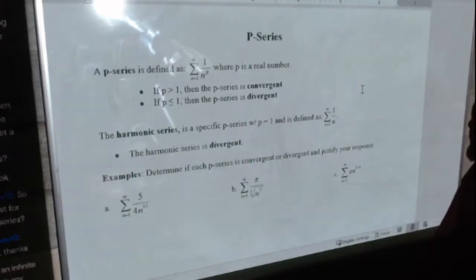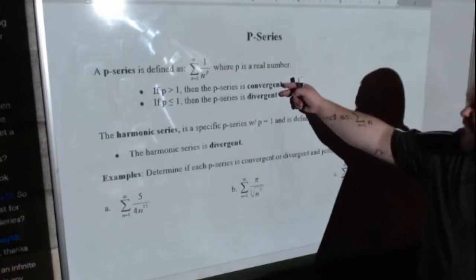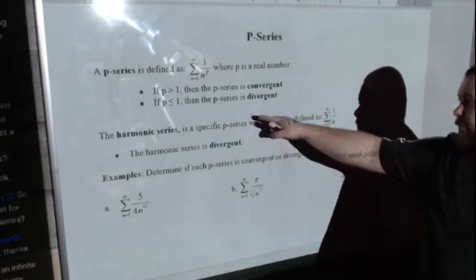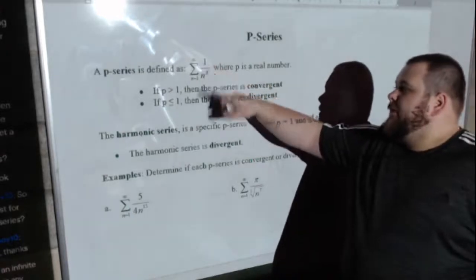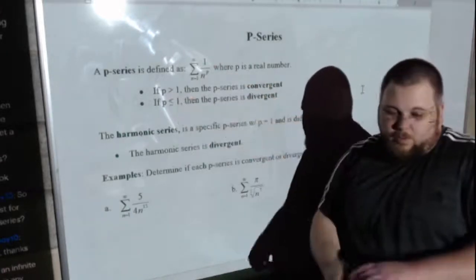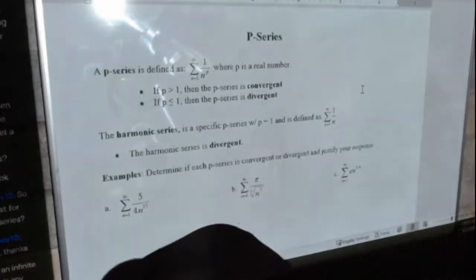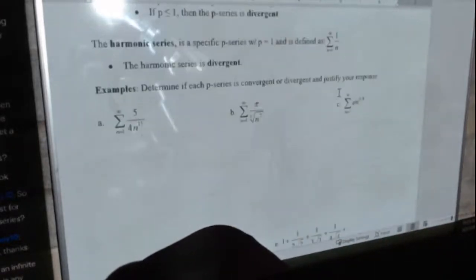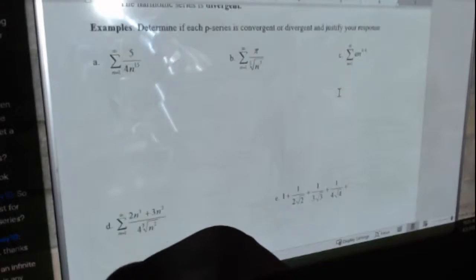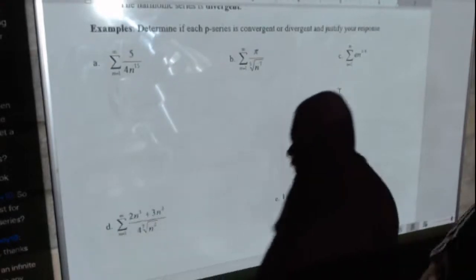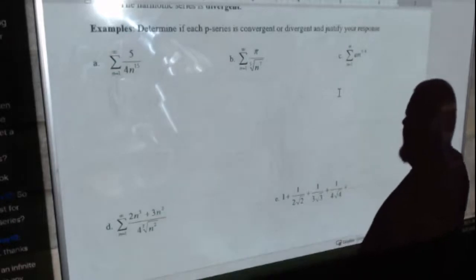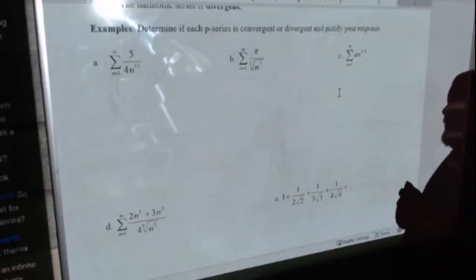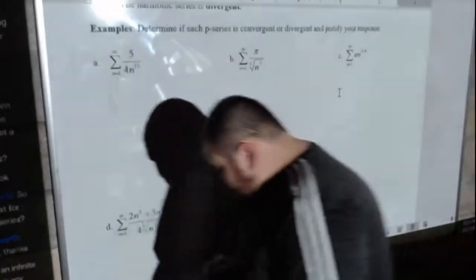So let's go ahead and try some of these and use these rules. We're trying to find P. First we've got to get it in the form 1 over n to the P, and then once we have P, P has to be greater than 1. All right. First one is 5 over 4n to the 15. Well, that 5 over 4 has nothing to do with that summation. So if I wanted, I could bring it outside.